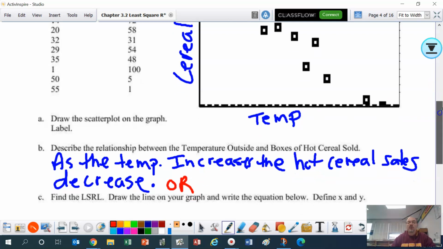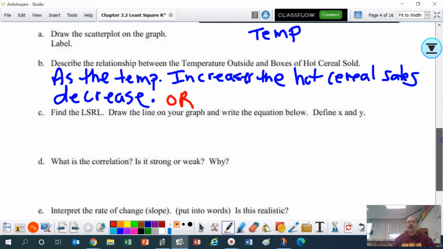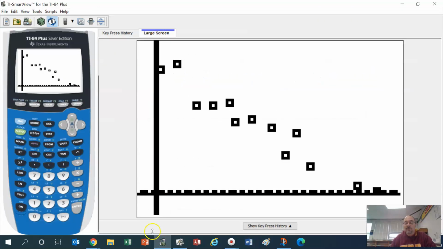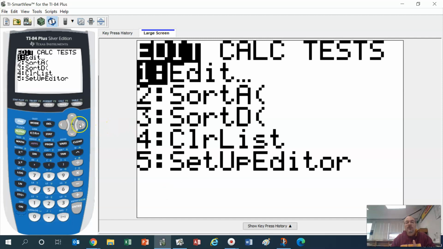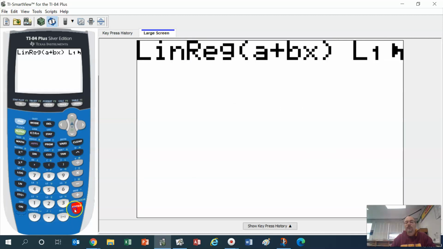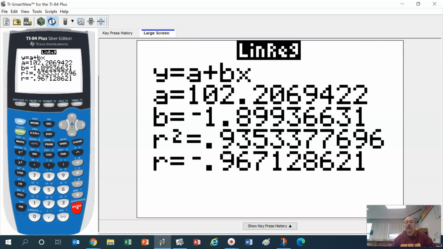Now, find the least squares regression line, draw the line on your graph, and write the equation below. All right, so the calculator is going to do all of that work for us. Remember, we go stat, we go to calculate, we pick number 8, and here we go. Boom. So A is, we'll round it, A is 102, and B, we're going to round that to negative 1.9 for the moment, okay? But when we talk about it, we may round it again, but we're going to stick with negative 1.9. That's our slope. That's our rate of change.